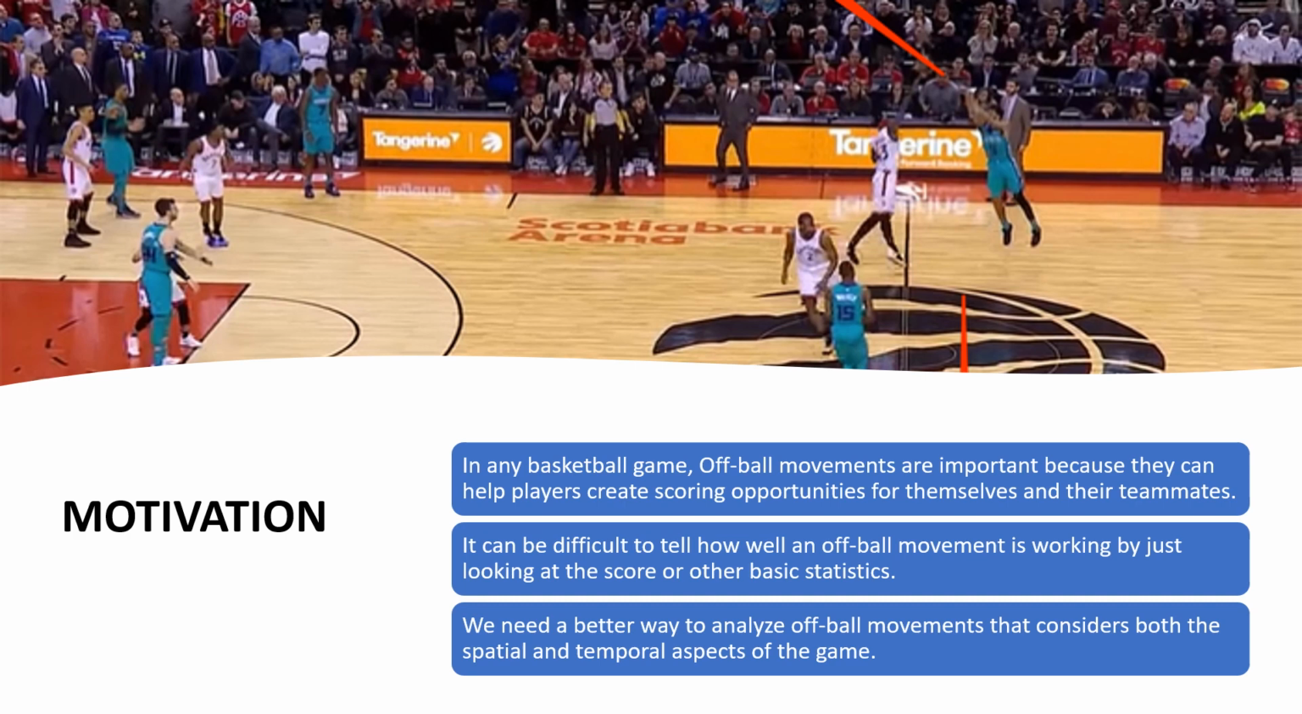Now if you want to analyze how off-ball movement is working, it is very difficult to analyze by looking at the score or other basic statistics. Hence we need a better visual system to analyze the off-ball movement that considers both spatial and temporal aspects of the game. Spatial aspect of off-ball movement basically refers to an off-ball movement by a person relative to another person in terms of distance as well as angle. Temporal aspect of an off-ball movement basically refers to the time of an off-ball movement that helps in scoring.